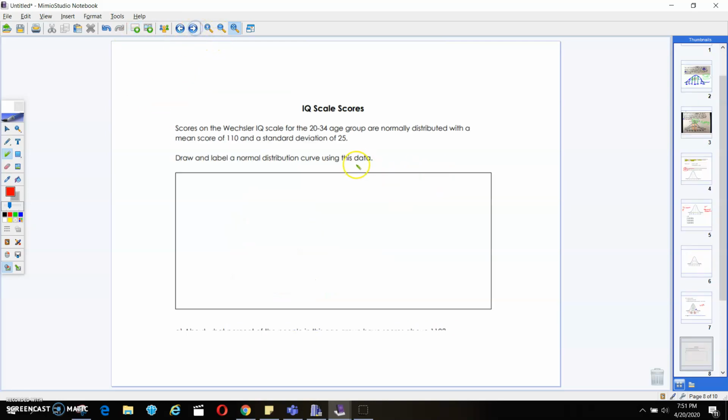Okay. So this was your assignment for the day. It says, scores on the IQ scale for 20 to 34 age groups are normally distributed with a mean score of 110 and a standard deviation of 25. So for this first section, you're going to draw and label a normal distribution curve using this data. So the first thing I'm going to do is draw a curve. And my curve's kind of weird looking, sorry. And then I'm going to draw a straight line going up and down. So what did it tell me that my mean score was?